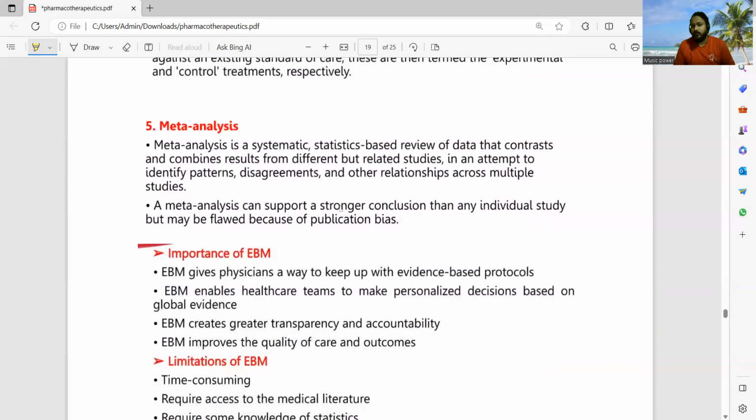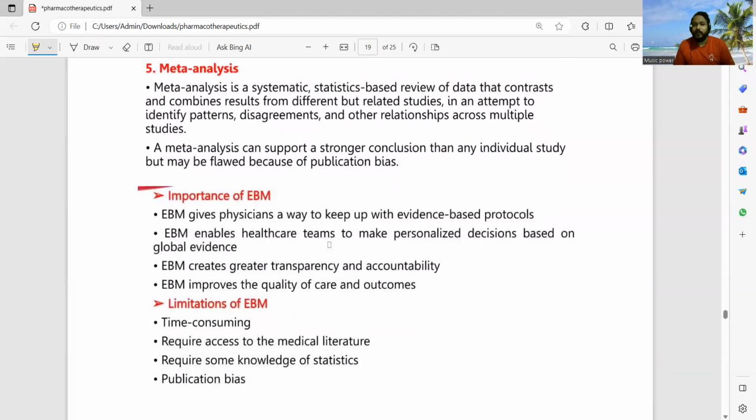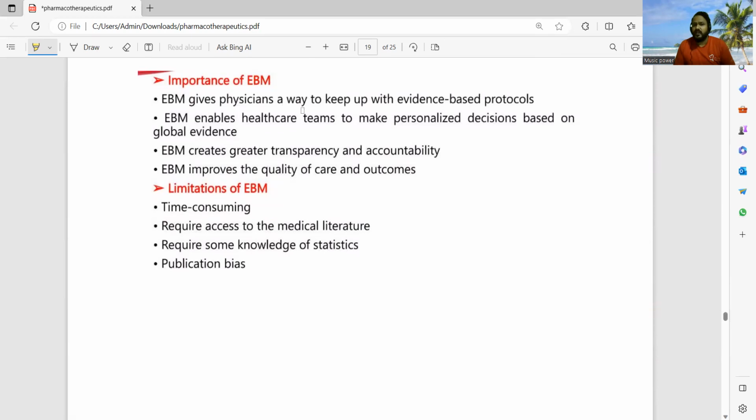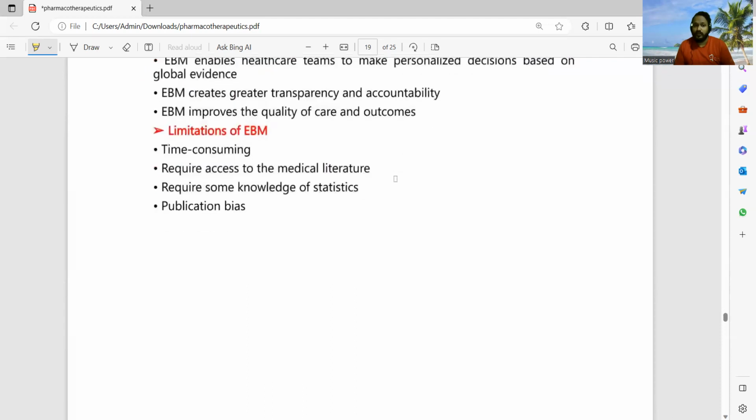A meta-analysis can support a stronger conclusion than any individual study, but may be flagged because of publication bias. So, what is the importance of EBM, evidence-based medicine? EBM gives physicians a way to keep up with evidence-based protocols, and EBM enables the healthcare teams to make personalized decisions based on the global evidence. EBM creates greater transparency and accountability, and EBM improves the quality of care and outcomes.